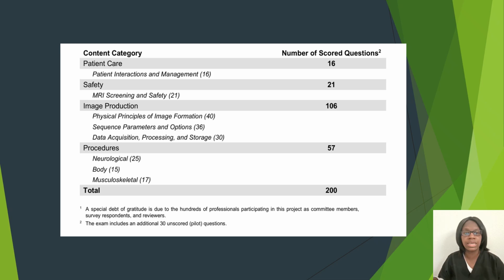So as you can see, where it says procedures, that will give you about 57 questions that will be scored if you are taking the ARRT. And as you can see, neuro is going to have about 25 questions.